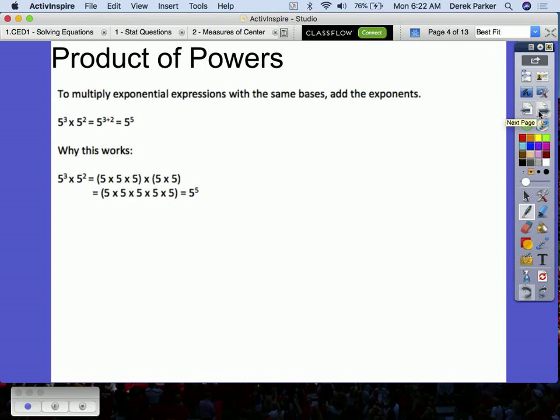Product of powers. To multiply exponential expressions with the same bases, add the exponents. 5 to the 3rd power times 5 to the 2nd power is really 5 to the power of 3 plus 2, which is 5 to the power of 5. Why this works? 5 times 5 times 5 times 5 times 5 is the same thing as 5 to the 5th power. This is just an easier way of doing it.